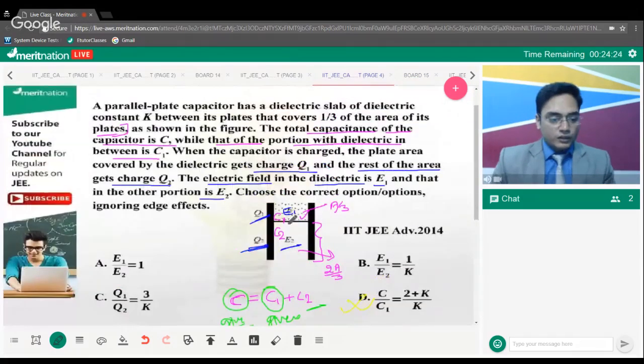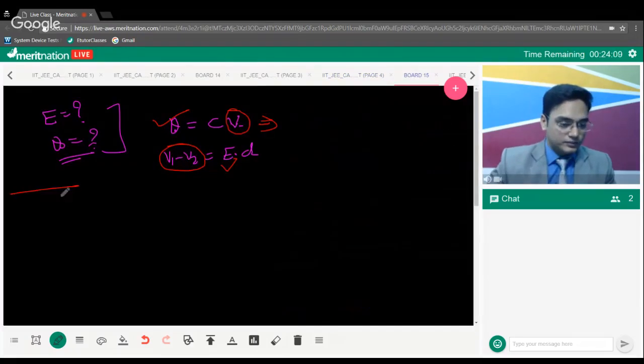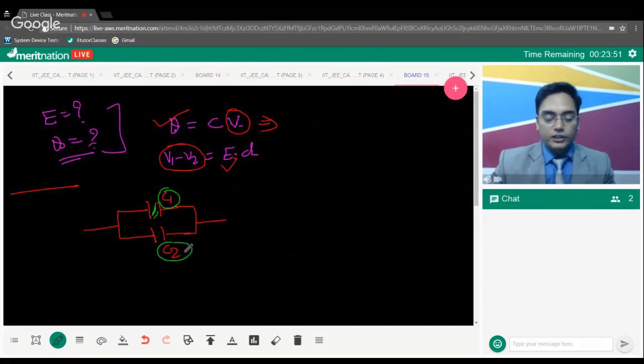C1 and C2, these two are in parallel. And what is the property of parallel? In a parallel connection, voltage remains the same. Means voltage across C1 is equal to voltage across C2. Since these two are in parallel and filled with dielectric, the voltage remains constant.